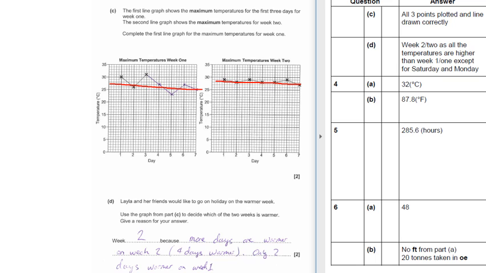I was looking at the marking scheme and thinking, what? Oh, there. 3 points plotted and a line drawn. Only 3 points. Week 2, as all the temperatures are higher than week 1, except for Monday and Saturday. Also on my marking, what I wrote, week 2 is more consistent, which doesn't ask for that.